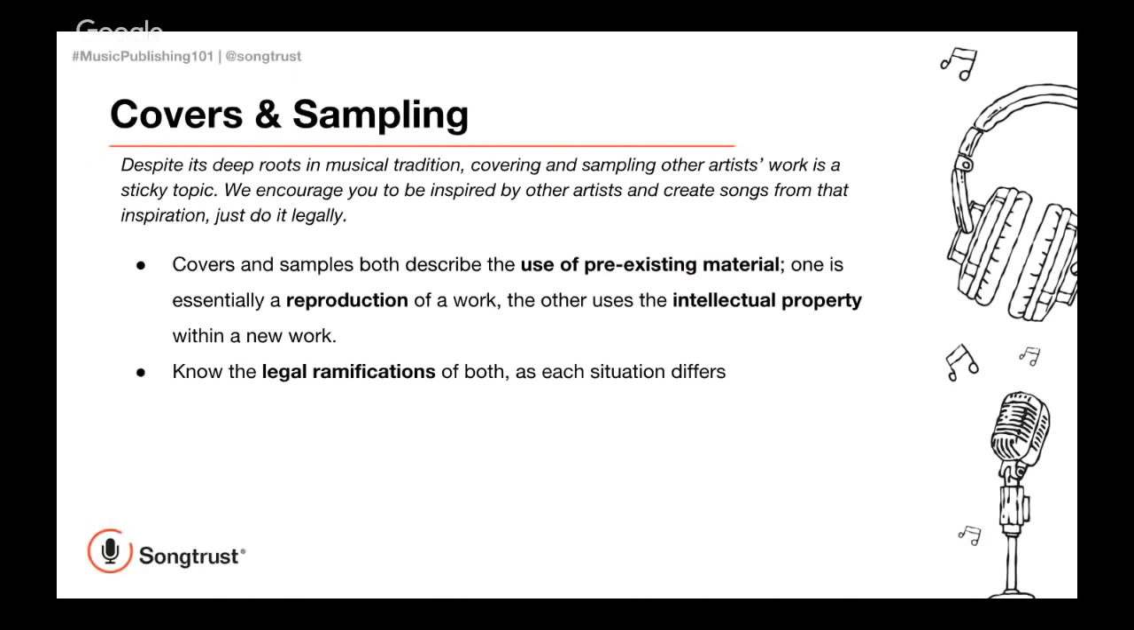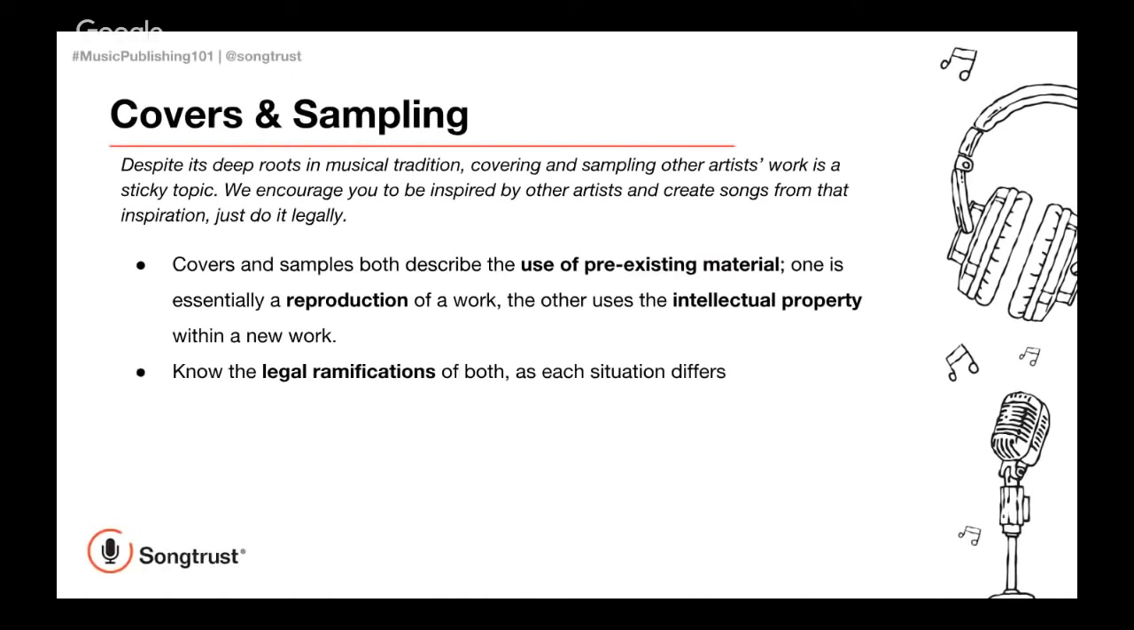So for a cover, you need a mechanical license in order to record that cover, and that mechanical license comes from the publisher of the original work. So to spin it the other way, you as a writer, if someone wants to cover your song, they need to get a mechanical license from you or from your publisher in order to record that cover. And then further than that, if they want to make a music video and put it on YouTube, they're going to need a sync license from you as the writer in order to put that song in a video.